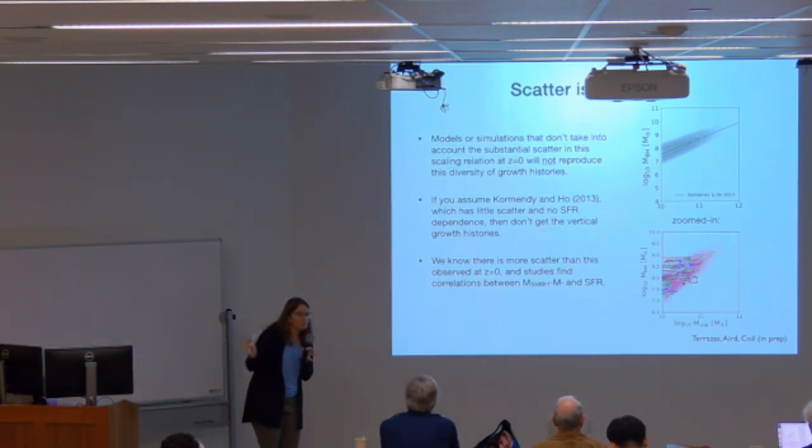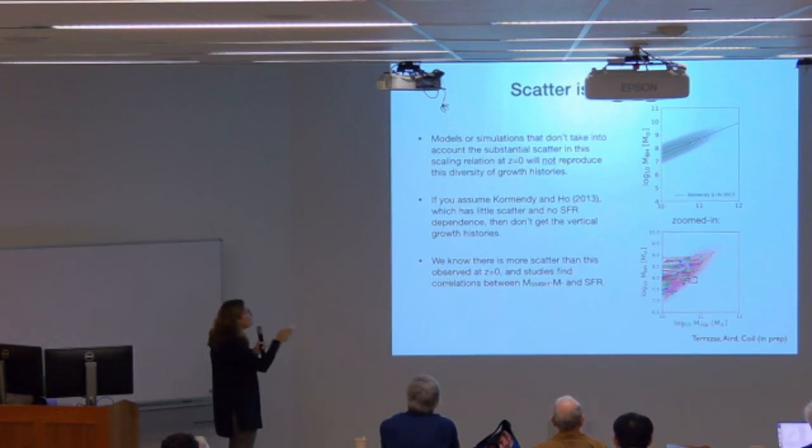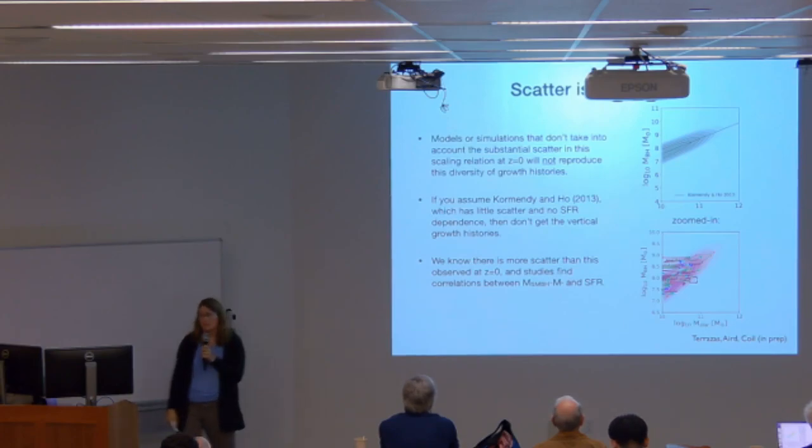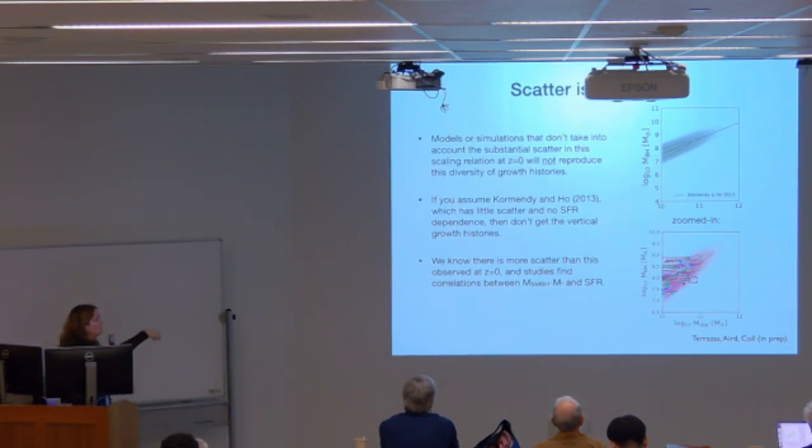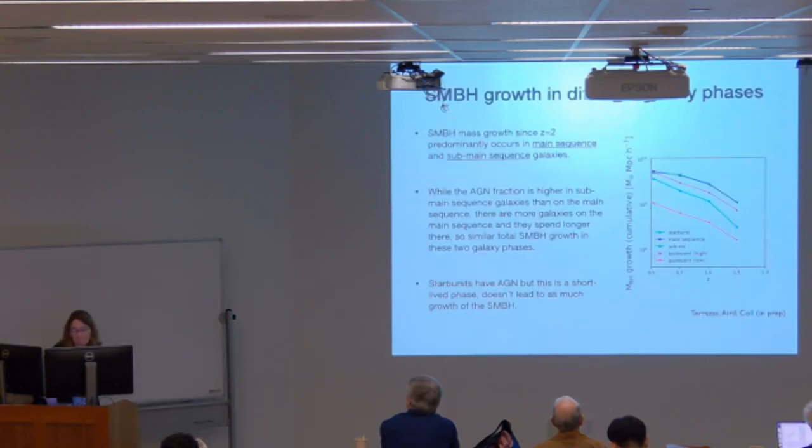So again, still not enough black hole growth to explain the most massive black holes. But we know that there's a lot more scatter than this at redshift 0 in this black hole mass, stellar mass space, and a lot of papers are finding this dependence on star formation rate. So it's really important for modelers and simulators to take this into account.